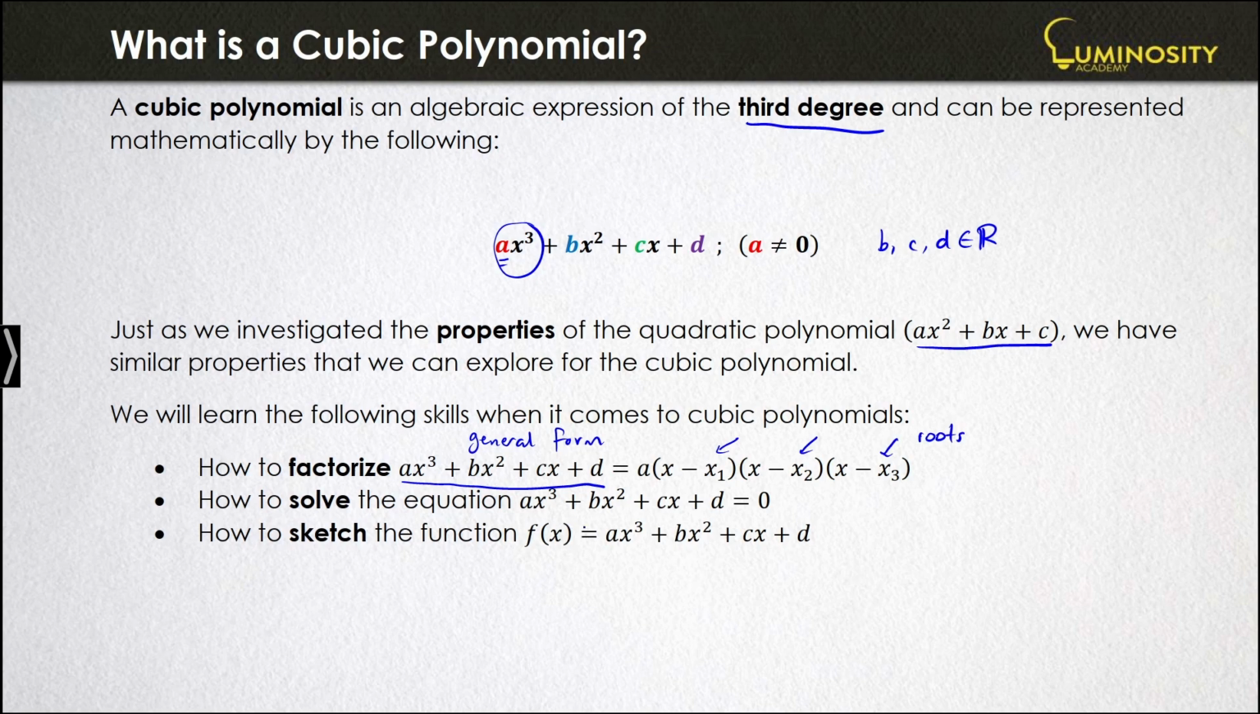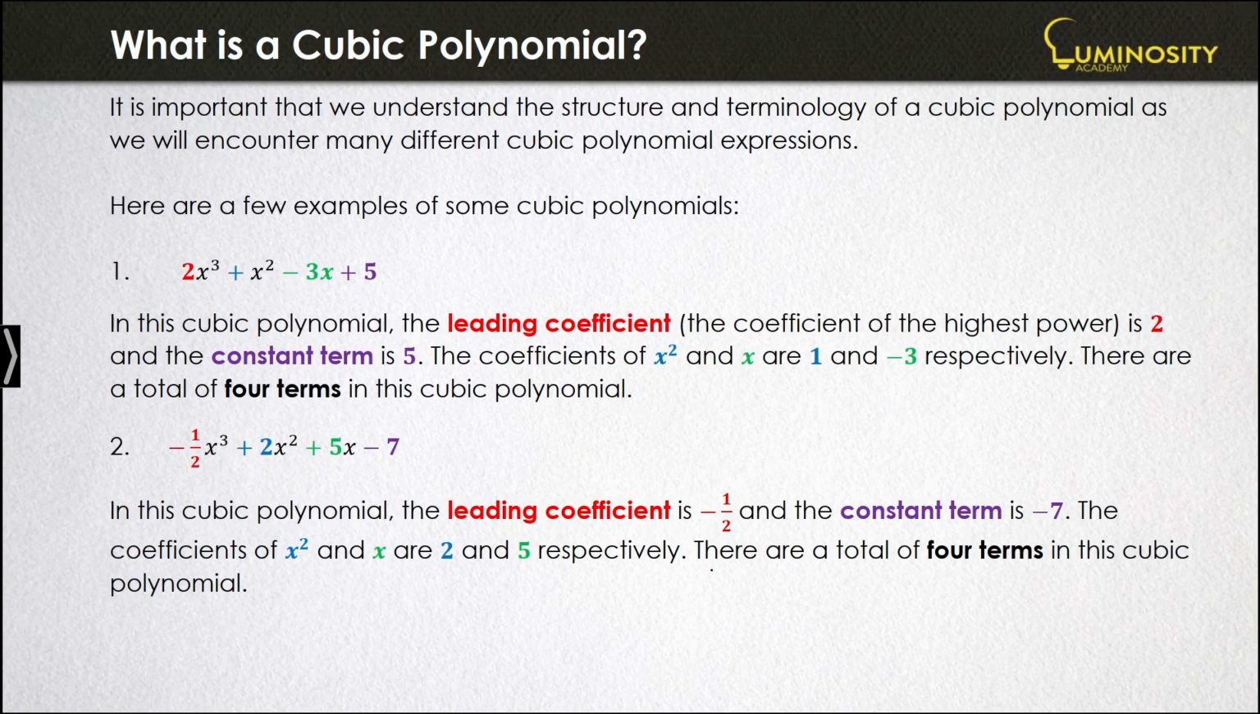We'll learn how to solve the equation ax cubed plus bx squared plus cx plus d equals 0. That'll give us the intercepts on the x-axis. We will learn how to sketch the function f of x equals the cubic expression. So that is essentially the reason for understanding cubic polynomials and what we'll need from them in order to do some more examples. It's important to understand the structure and terminology of a cubic polynomial, as we'll encounter many different cubic polynomial expressions. So here's a few examples of some cubic polynomials.